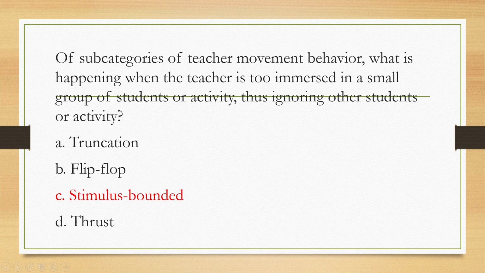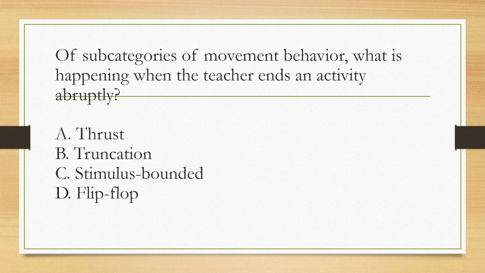Stimulus-bounded. Of subcategories of movement behavior, what is happening when the teacher ends an activity abruptly? A. Thrust. B. Truncation. C. Stimulus-bounded. D. Flip-flop. The correct answer is B.